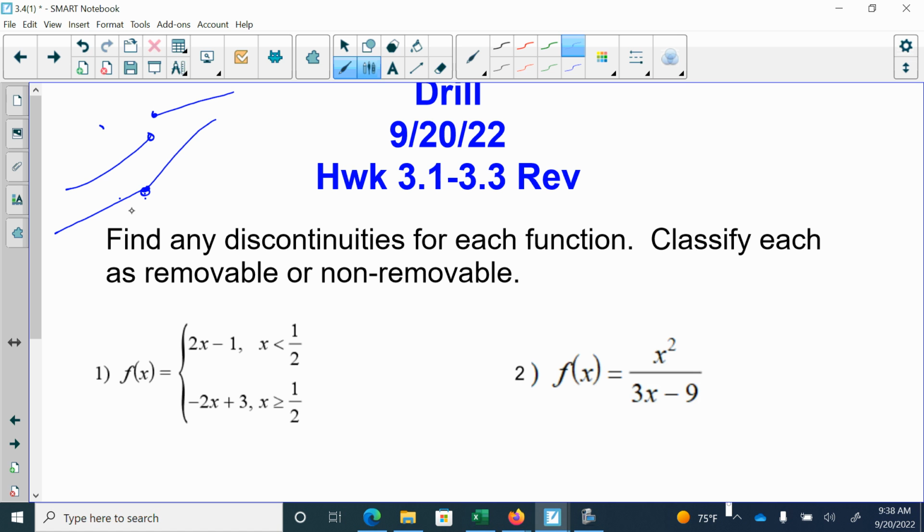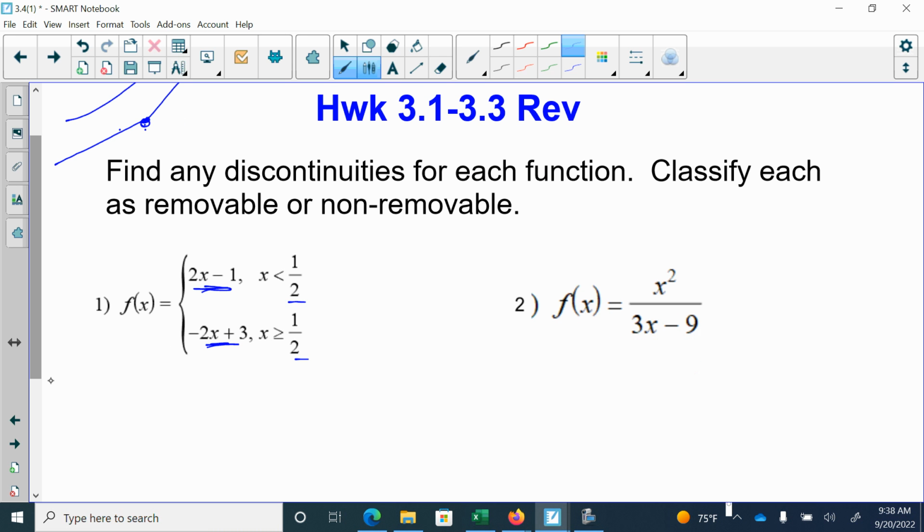Does that make sense? Yes. So this is a line, this is a line, and this is a line. So I know a line is usually continuous, so I'm not worried about that. The only place I'm worried about is at this 1/2, whether they meet at the same place or not. Does that make sense? So what I have to do is put 1/2 into both of them.